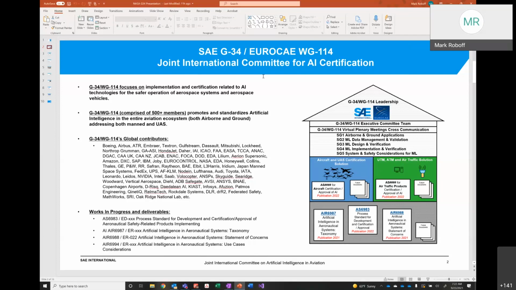And then SG4 is once you have a performing ML solution, how do you then implement that into a broader aerospace system? So it's how do you implement that into a more traditional avionics technical stack, or ground-based safety critical technical stack. SG5 is then focused on system and safety considerations across the life cycle. And we have a new SG7. It's not on this chart. SG7 is focused on process considerations and leveling for certification.